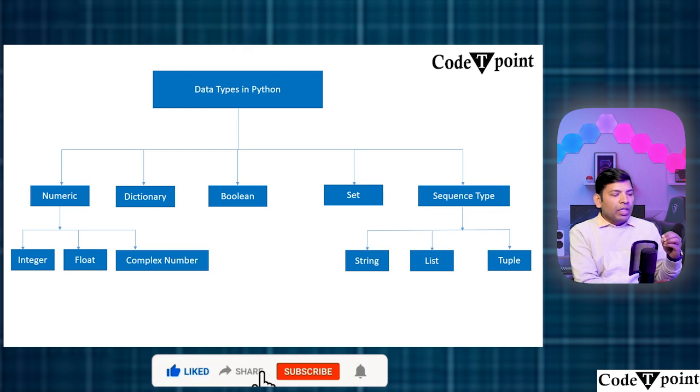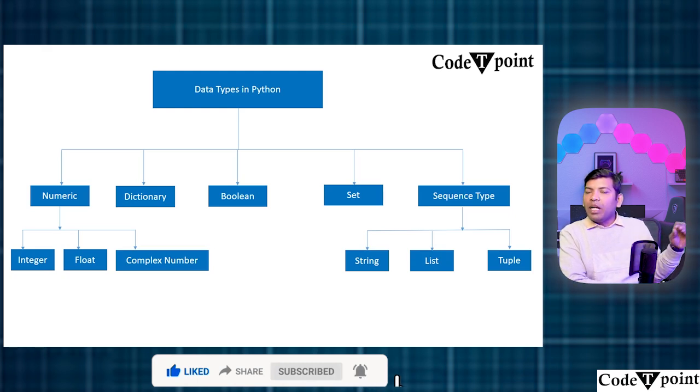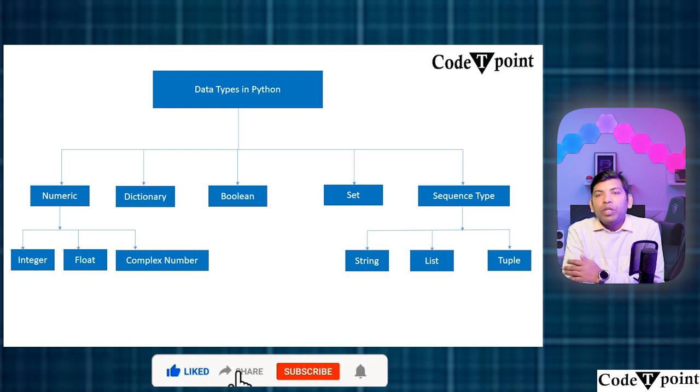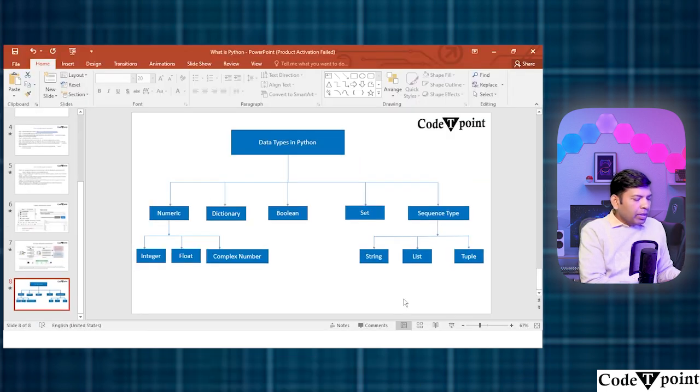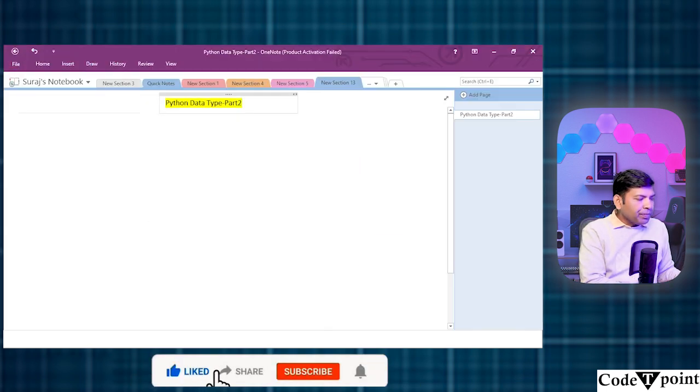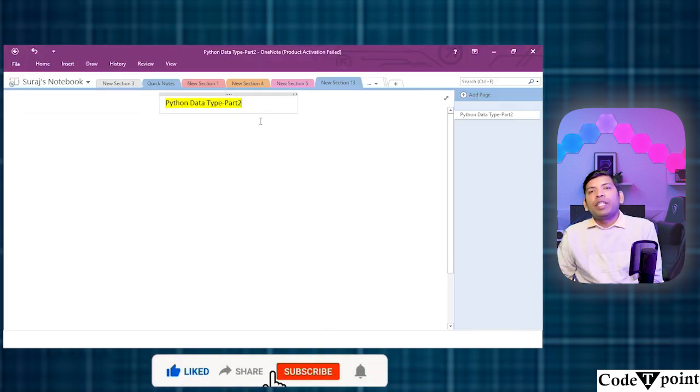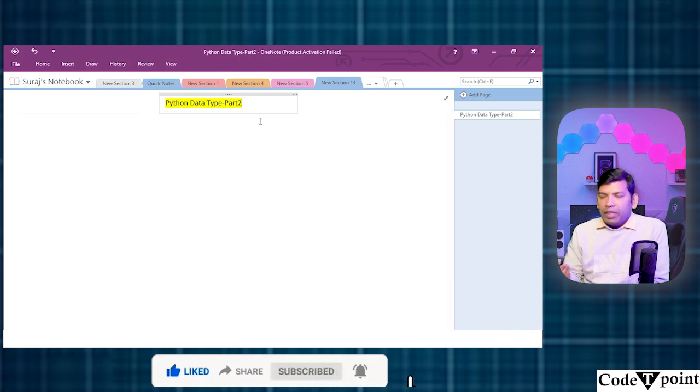Okay. So in this case, we are going to cover some more data types. In the last class, we covered integer and float. In today's class, we are going to cover complex number and some more data types. So I am going to explain data types in Python. One more data type in Python is called complex number. Since we have already covered integers and float, the next part is complex number.